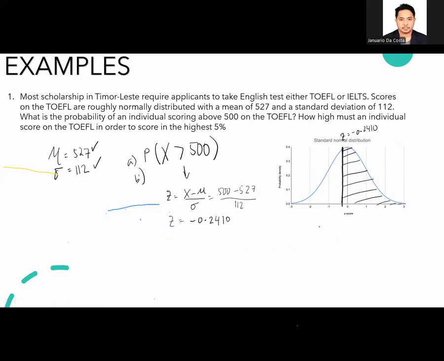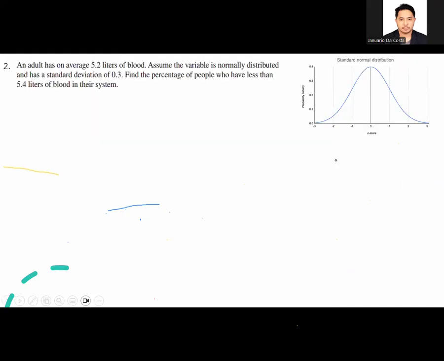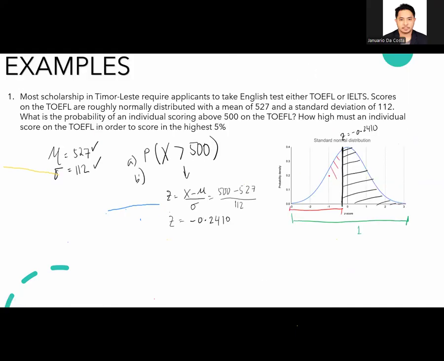You know that the total area is 1. And you know that from here to here is the z value that you can find in the table. The red part is the z value corresponding to what you find in the table, plus that. This is from the table.